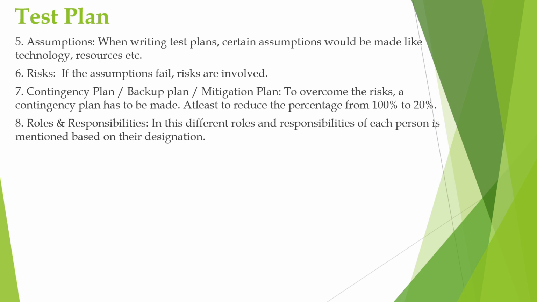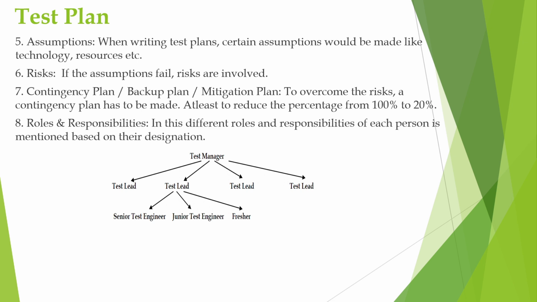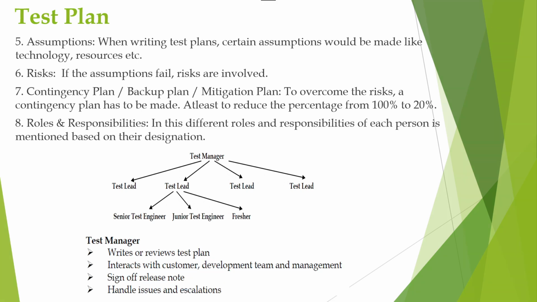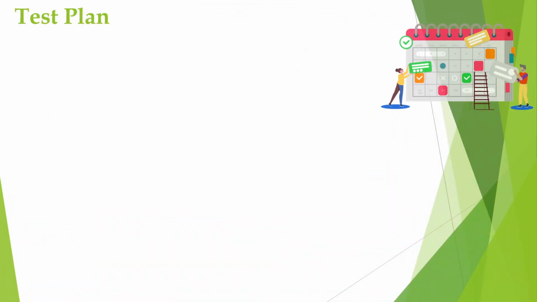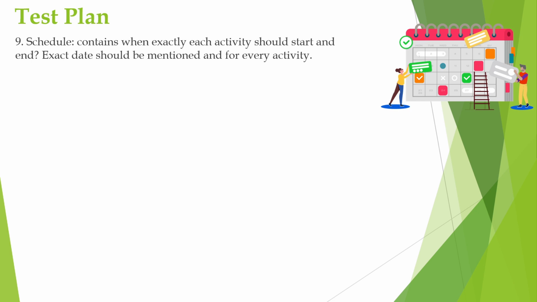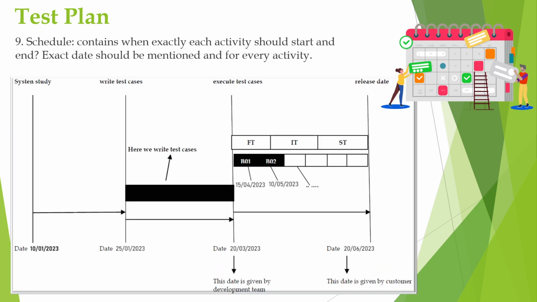Next section is roles and responsibilities. In this section, we are going to mention the different roles and responsibilities for each and every person based on their designation. We can see an example of a roles and responsibilities diagram here. Next section is schedule. This section contains when exactly each and every activity should start and end. The exact date and time will be mentioned against the activity. Below is an example of how the schedule is done.